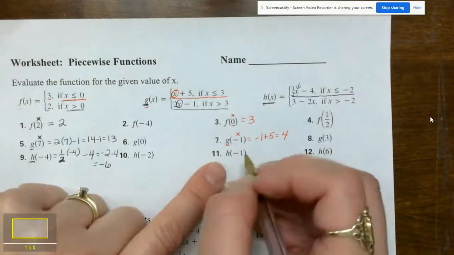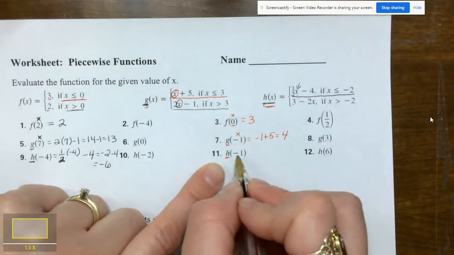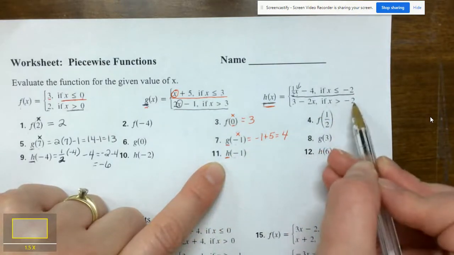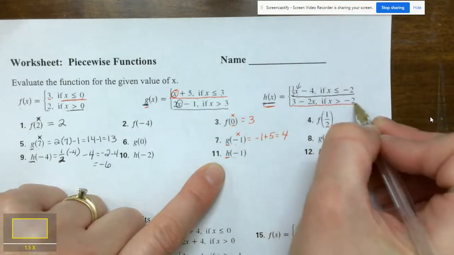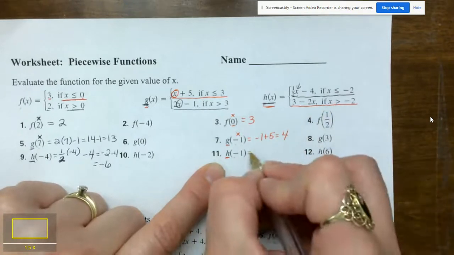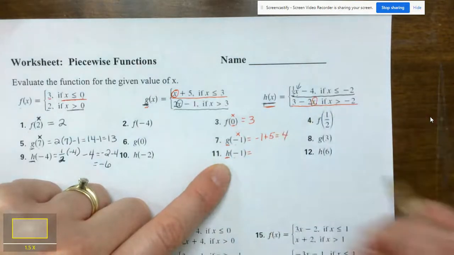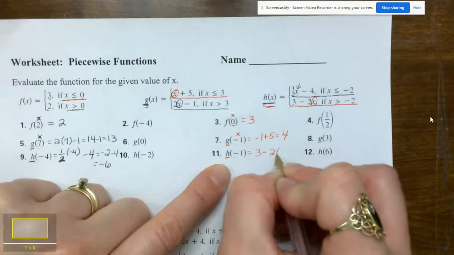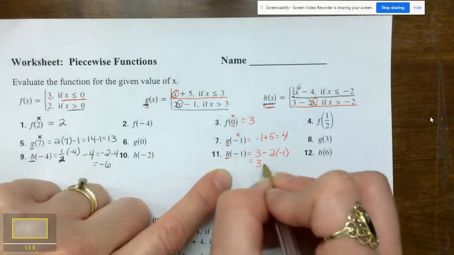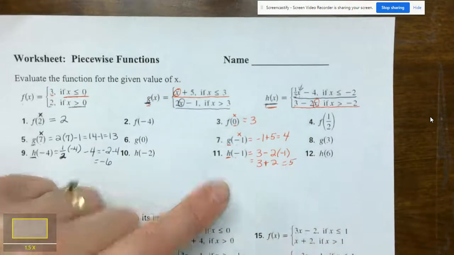For number 11, again I'm using the h function, so I'm going back to this one. This time I'm doing h of -1. Is -1 greater than -2? Yes, it is. So I'm using this bottom equation this time. I plug in -1 for this x, so that's 3 minus 2 times -1. -2 times -1 is +2, and then 3 plus 2 is 5. So we get 5 for that one.